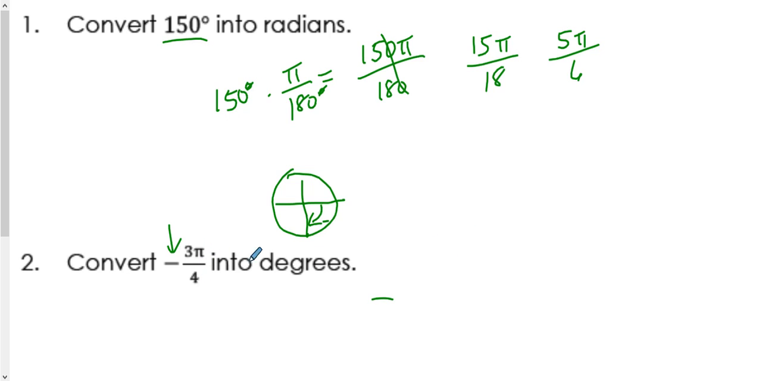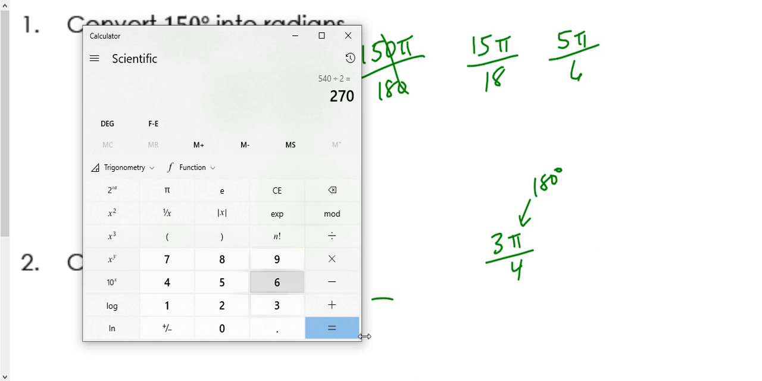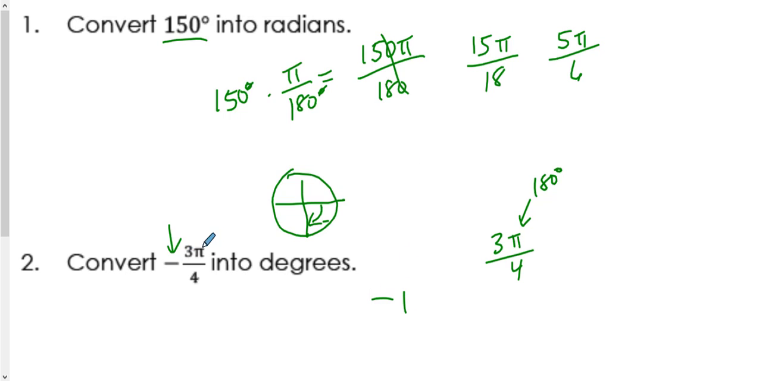So how do we convert radians into degrees? We take our pi and replace it with 180. We get our calculator out. It's going to be 3 times 180, which gives us 540. We divide that by 4 and end up with 135 degrees. So negative 3 pi over 4 radians is negative 135 degrees. In other words, start over here and rotate 135 degrees in the clockwise direction, which should end up somewhere about right here, something like that.